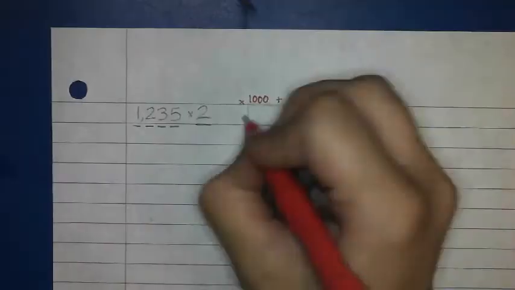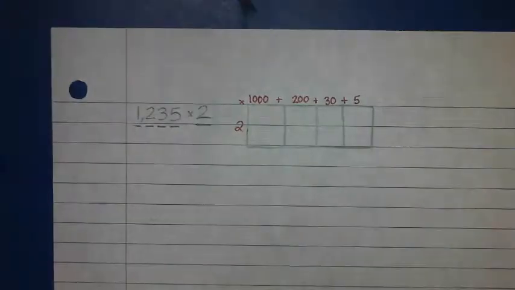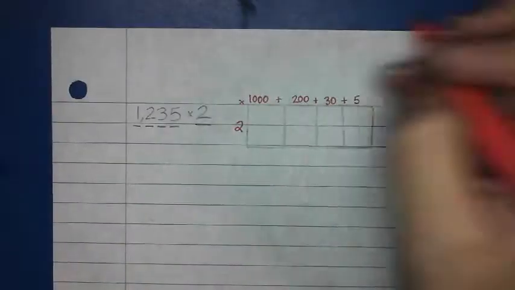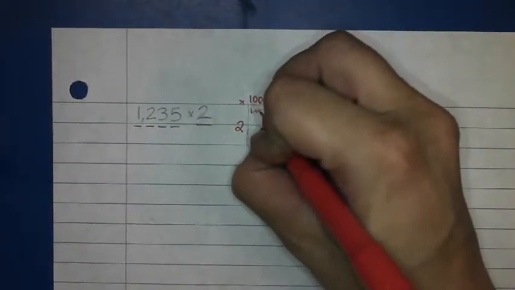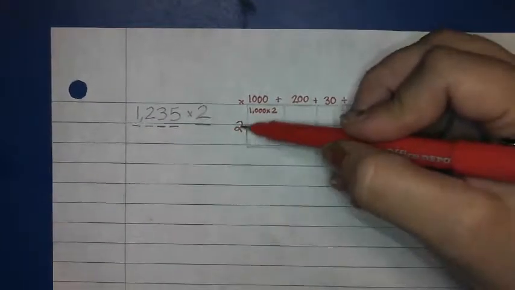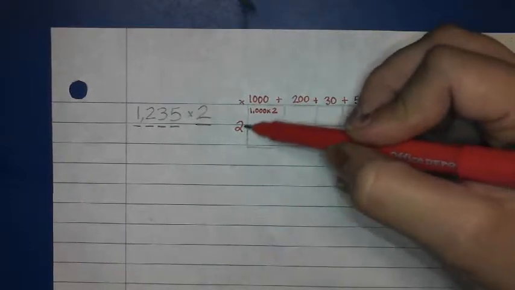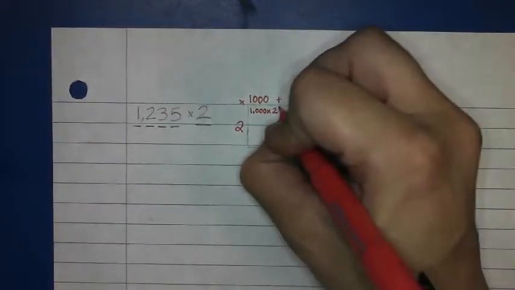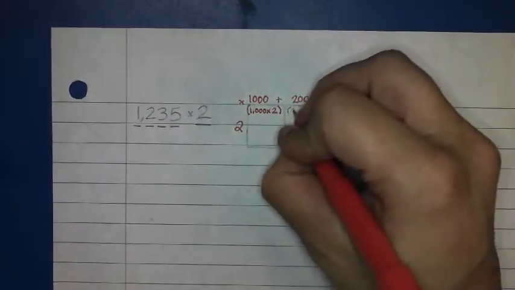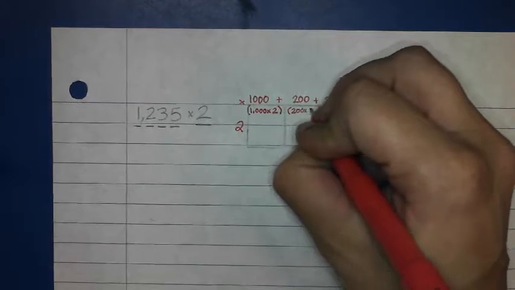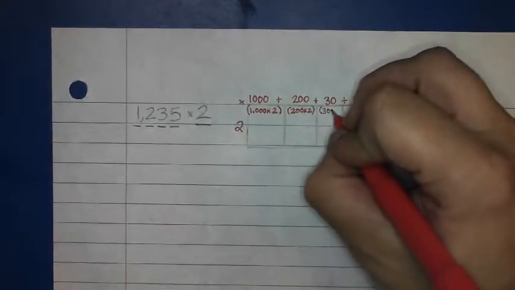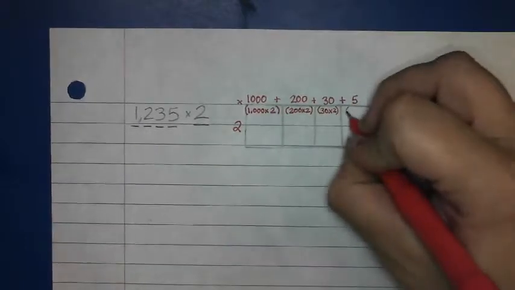Now, on this side, we put what we're multiplying by. And since there's only 1 digit, we only need 1 row. Inside the box, students are told to put their equation for what's going to be multiplied in that box. So, for example, 1,000 times 2 would be in this box. 200 times 2 would be in this box. And then 30 times 2 and 5 times 2.